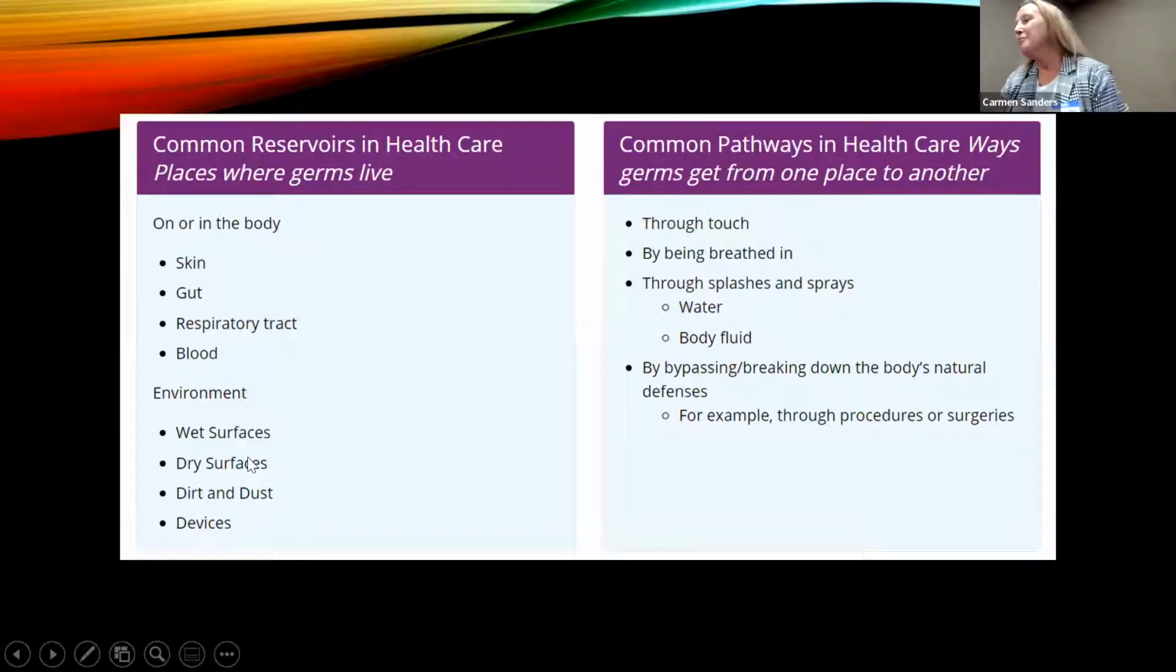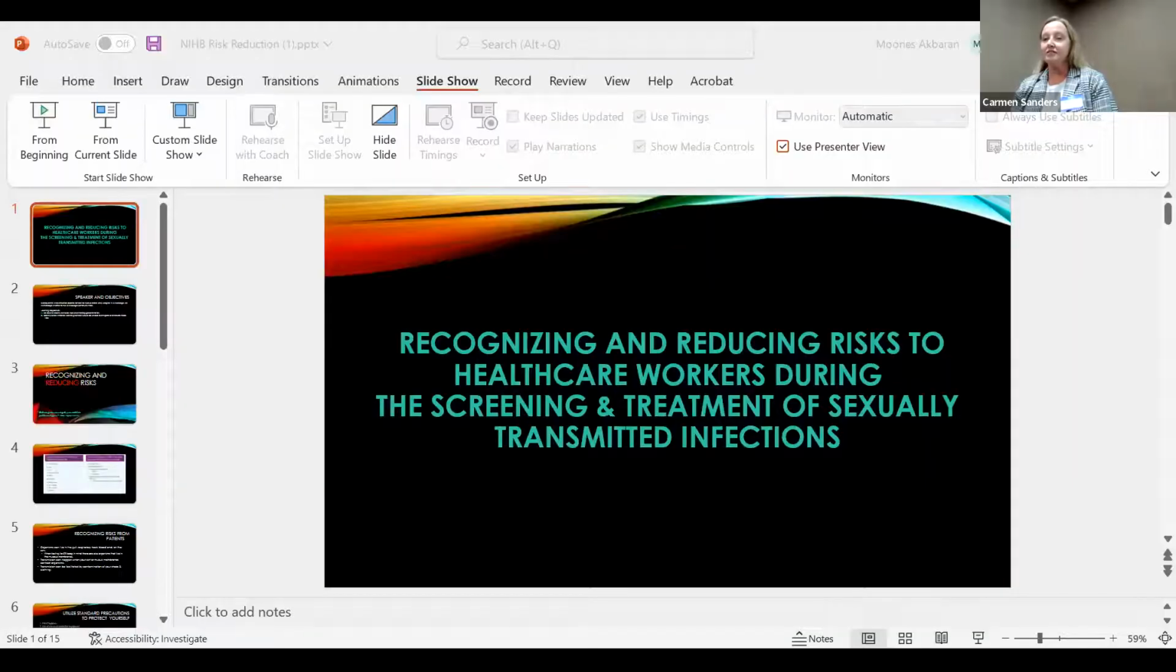No worries here. So again, just as I was wrapping up, by bypassing and breaking down the body's natural defenses, breaking that skin for surgical procedures and things like that, we put people at risk for infection. Next slide.